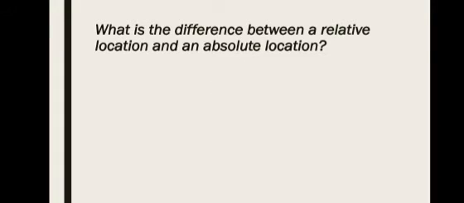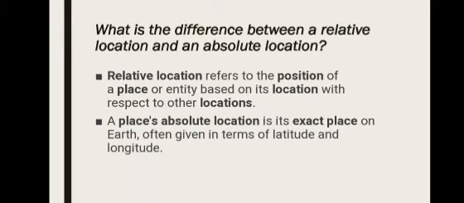Let me ask you a question. What is the difference between a relative location and an absolute location? I'm guessing the question wasn't that hard, but I'll be telling you what the answers are. Relative location refers to the position of a place or entity based on its location with respect to other locations. And when it comes to absolute location, it is its exact place on Earth, often given in terms of latitude and longitude.